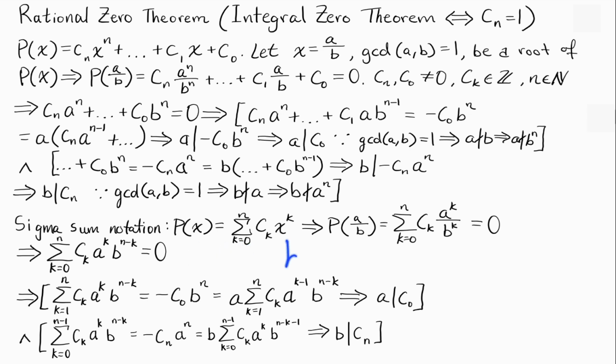And by exponent rules, it will be b to the n minus k, just like that. Okay, so that's what I have over here. So again, the two implications.